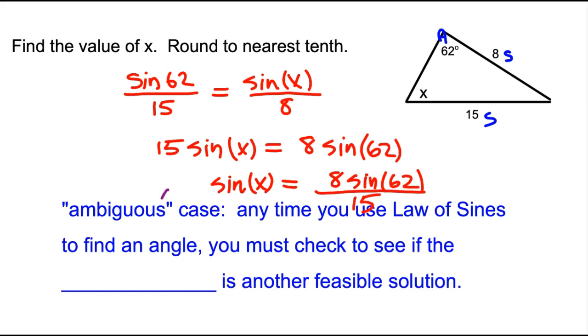If you're finding an angle, you have to use the inverse sine. So I use the inverse sine of both sides. And I calculate that, and I do the inverse sine of all that, and I get what? Inverse sine of 8 sine 62. Shoot. All right, inverse sine 8 sin 62.